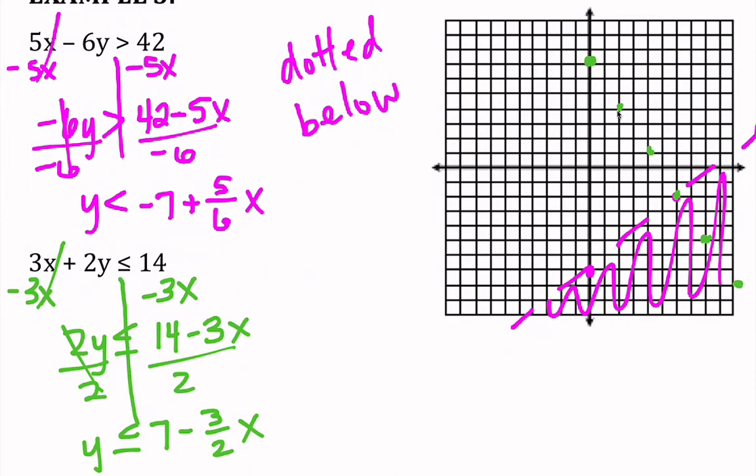Once your points are drawn, we need to talk about whether we should use a solid or a dotted line. So I look at my symbol. I see that there is a solid line underneath, so I'm going to draw a solid line. So use your straight edge and draw a solid line that goes through those points.